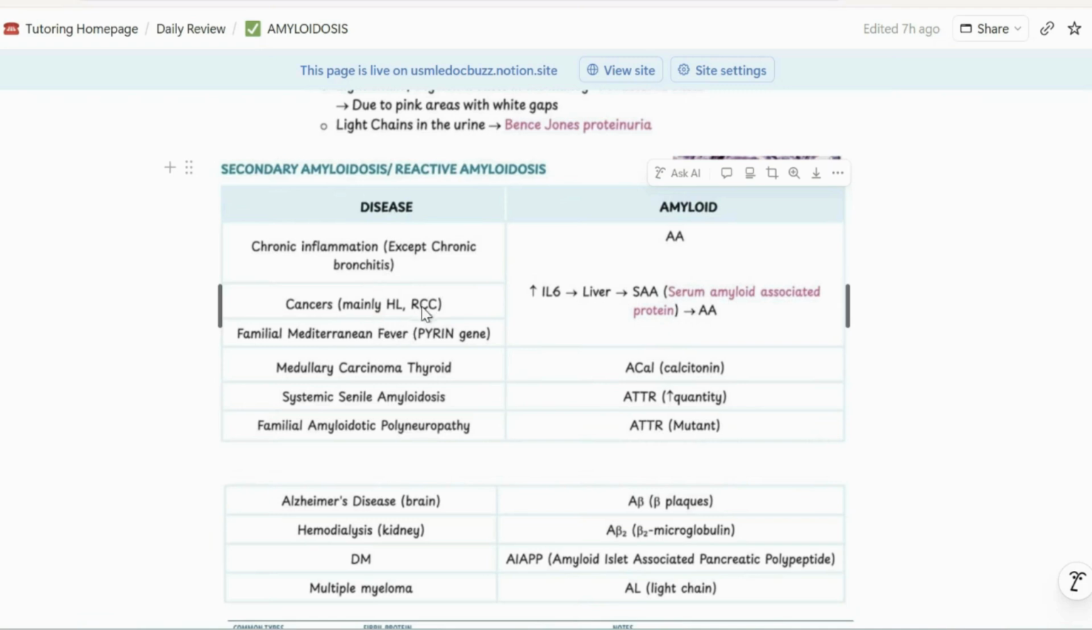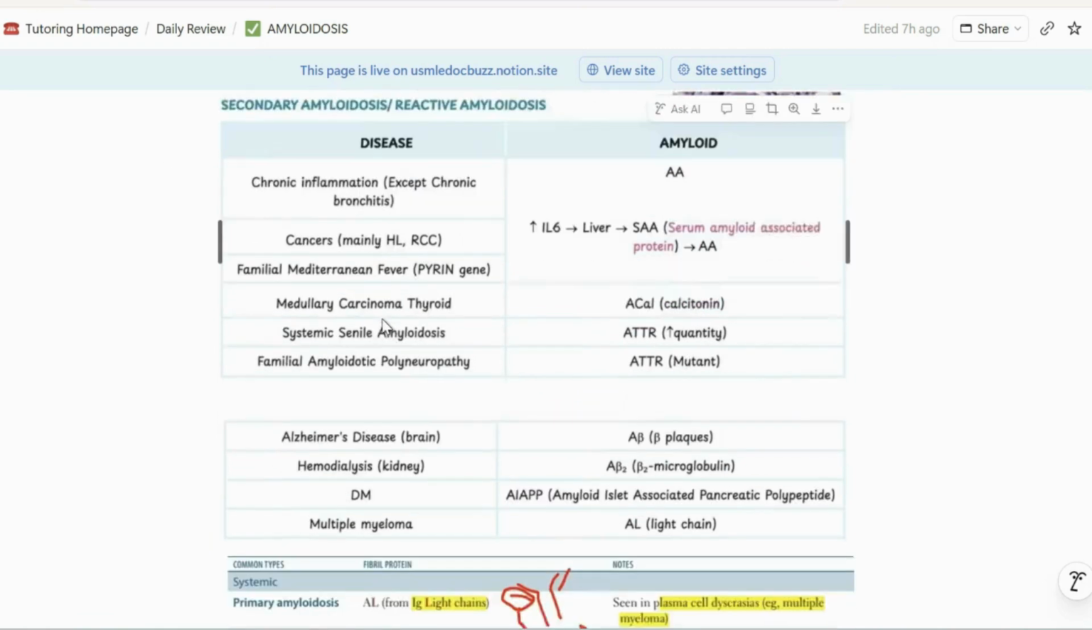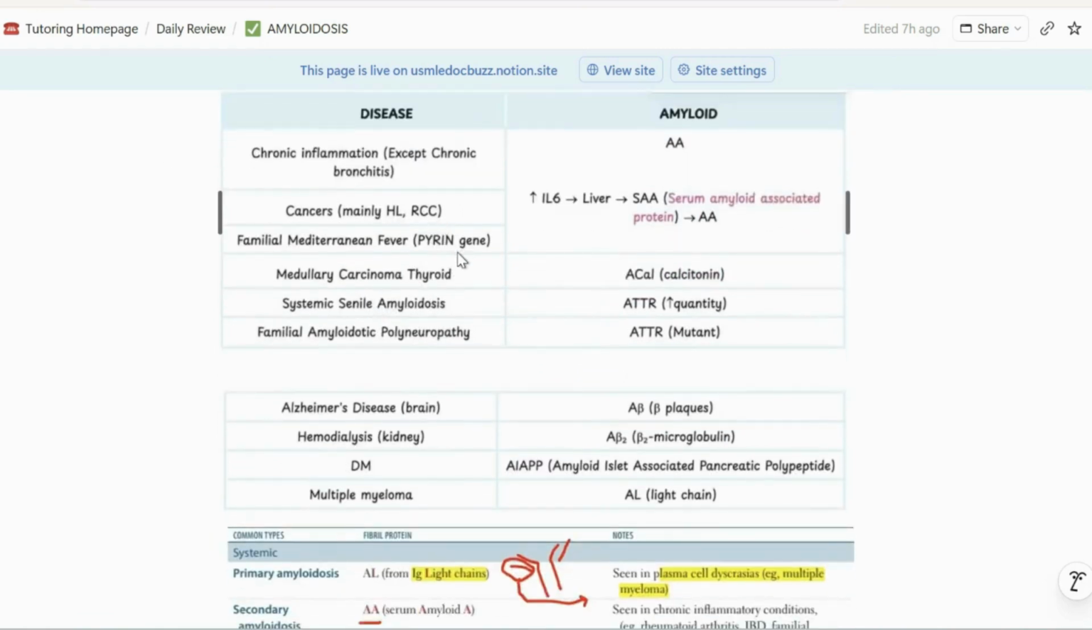Cancers mainly, RCC, renal cell carcinoma, or Hodgkin's lymphoma. Both of these are very, very prone to making cytokines, right? And if they do, you end up accumulating AA type of amyloids. They have mentioned a couple more less known diagnoses, but I still want you to look over them. Familial Mediterranean fever, right? Pyrin gene. You may not have heard of it, but it's the same thing. And the accumulation is, now, it's a genetic based causation.